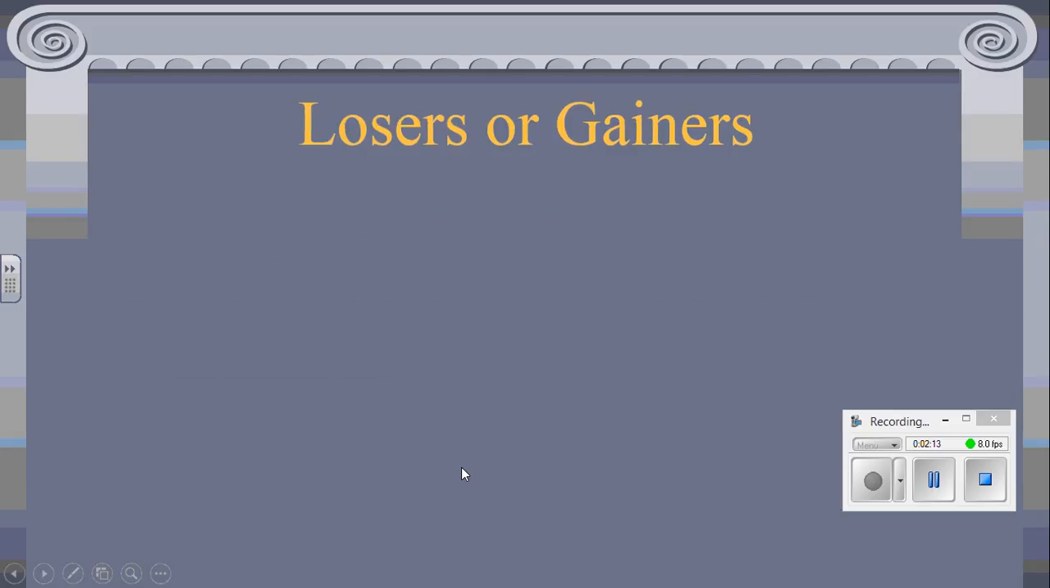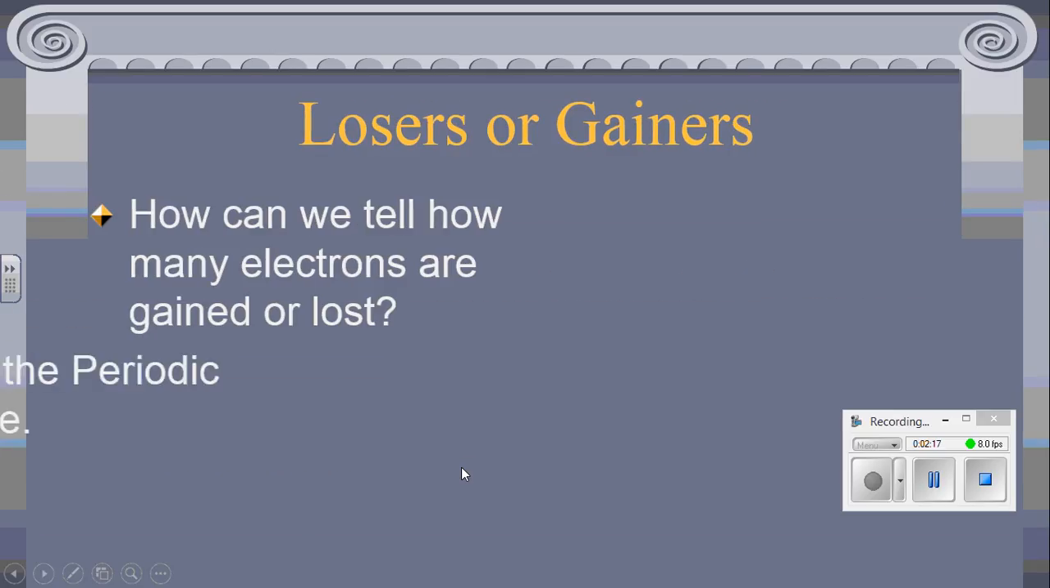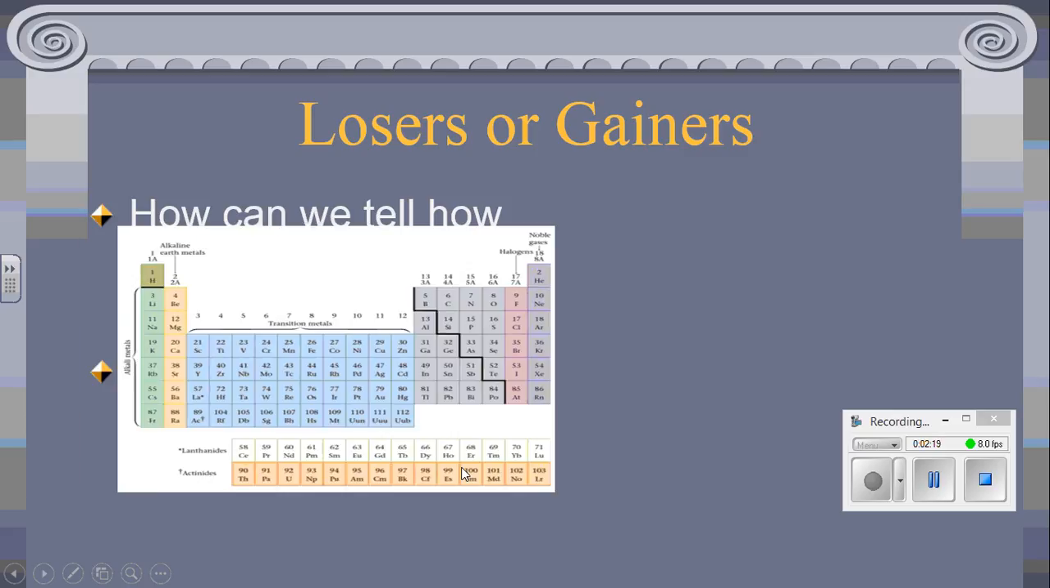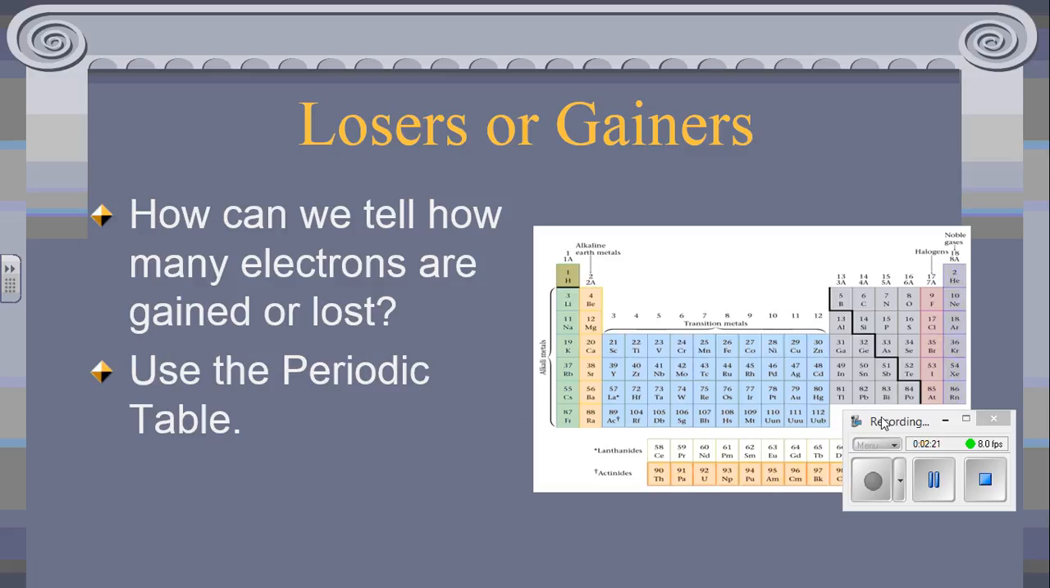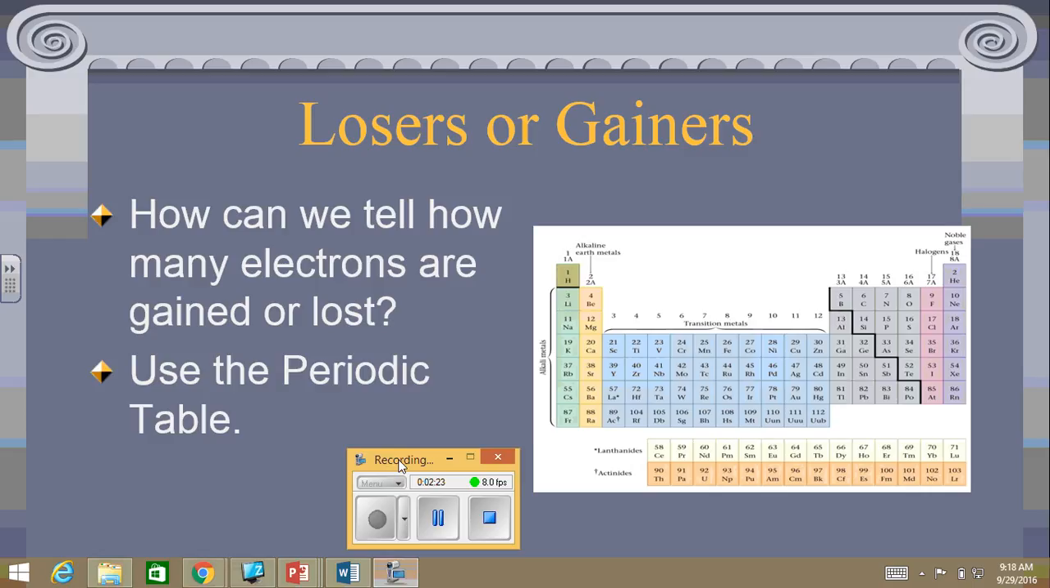Okay, now, how do we know whether or not something gains or loses? Well, we have a handy dandy little thing, the periodic table. Let me get this thing out of the way, and let me give you the overall easy way to tell this. If it's a metal, and hopefully you know from making your own periodic table, anything to the left of the stair-step line is a metal, then it is a loser of electrons, and anything to the right of the stair-step line is a gainer of electrons. So metals are losers, nonmetals are gainers.